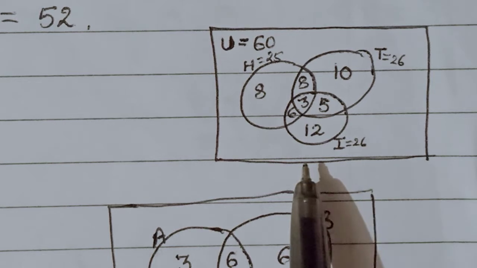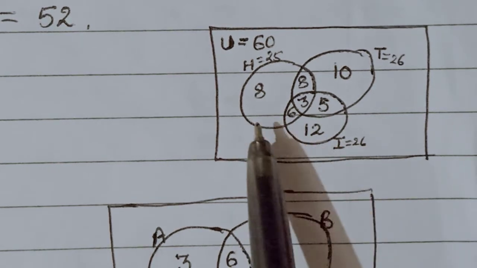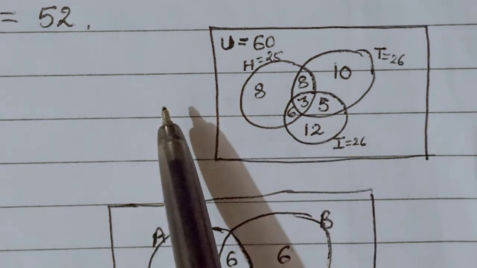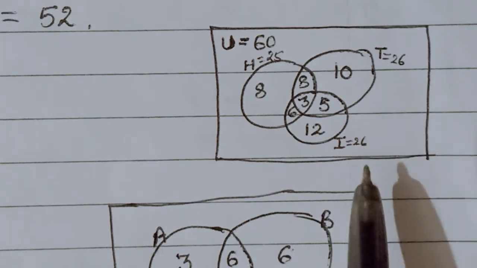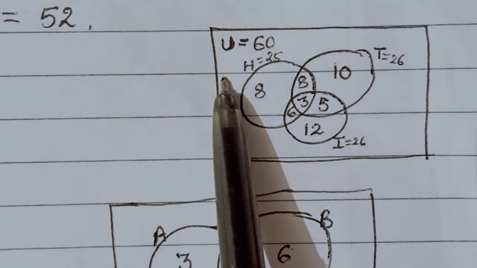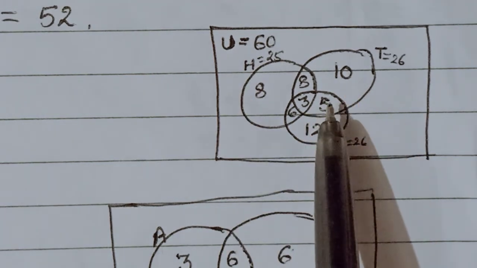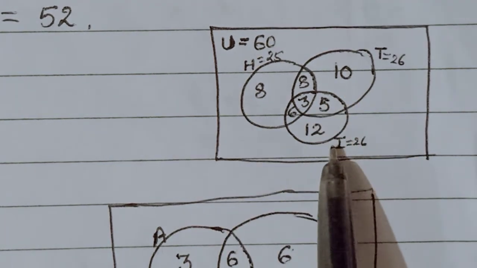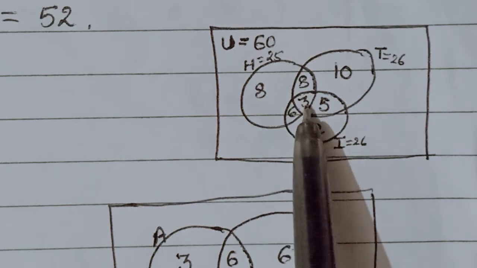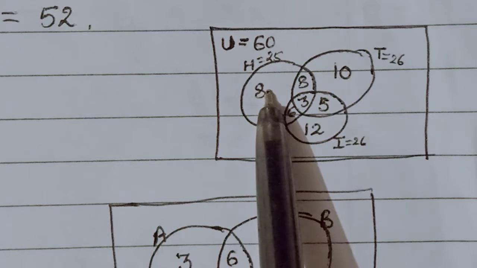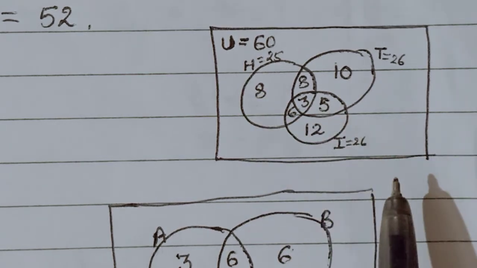Okay, so from here, as I said, if I say only H, nothing more, that is 8. Now if I say T and I, only T and I but not H. Okay, so only T and I comes in this, the intersection of T and I, but he said not H, so you remove the portion that is in H. 3 is also in H, right? So you would say that entry is 5.